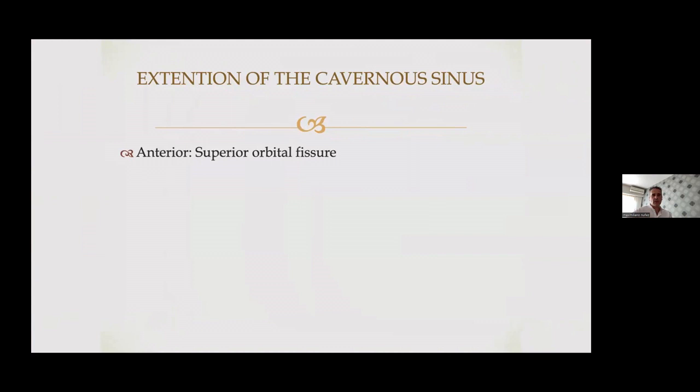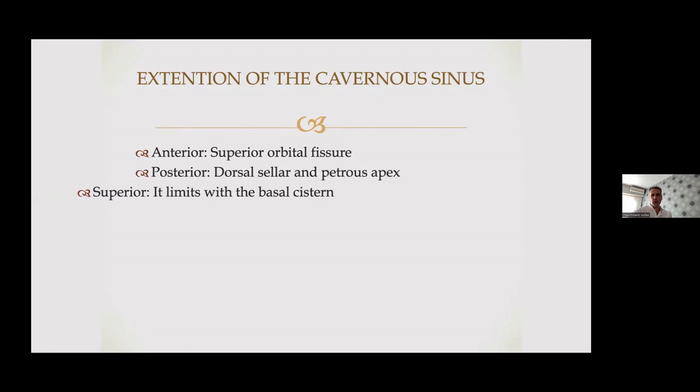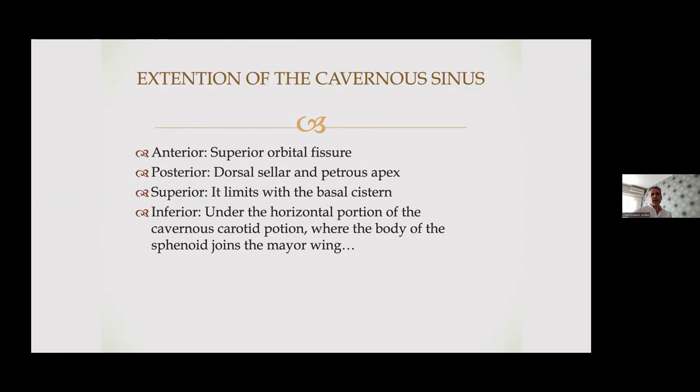The anterior limit or the anterior extension is the superior orbital fissure. The posterior limit is the dorsum sellae and petrous apex. I will show you in some pictures. The superior extension, this structure limits with the basal cistern, like everybody knows. And in the inferior portion, under the horizontal portion of the cavernous carotid, is where the body of the sphenoid bone joins with the major wing of the sphenoidal bone. So in the medial aspect, the pituitary gland and the sella and the sphenoidal sinus are the limits of the medial aspect of the cavernous sinus.